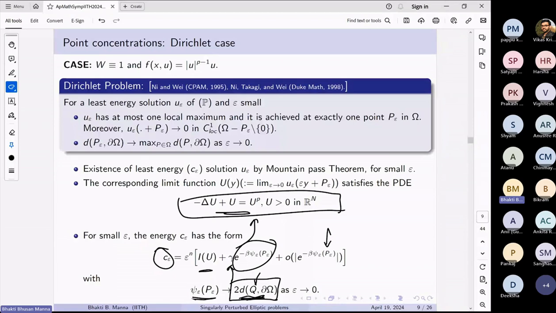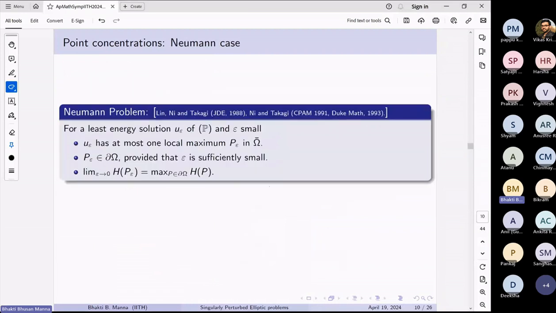They have proved it. Also, I'll just state the corresponding Neumann case. So when they studied, they also studied the Neumann case, same mathematicians. Also, they studied it via the mountain pass theorem, and this is the same result they got. The mountain pass solution will have at most one local maximum point, and the remarkable thing happening here is that P epsilon is on the boundary now.